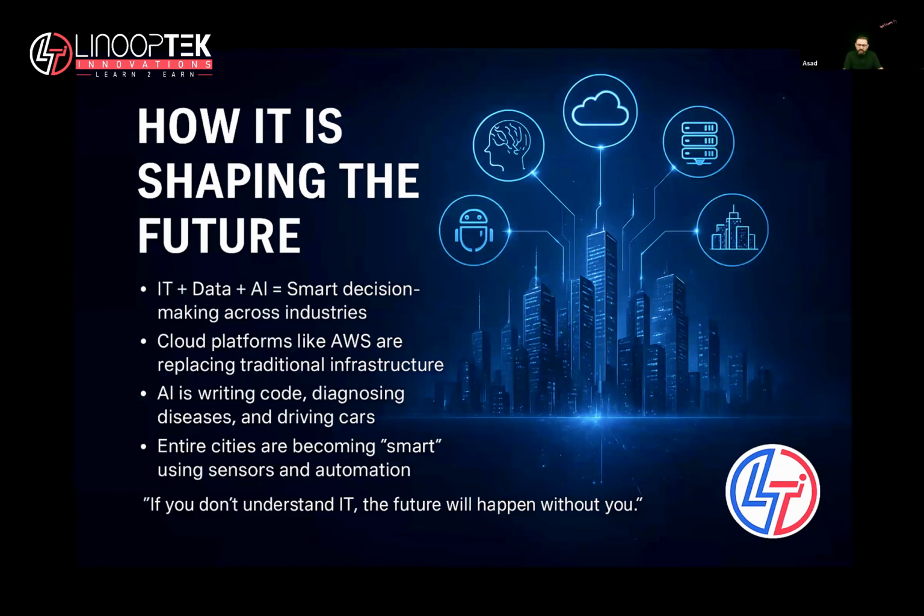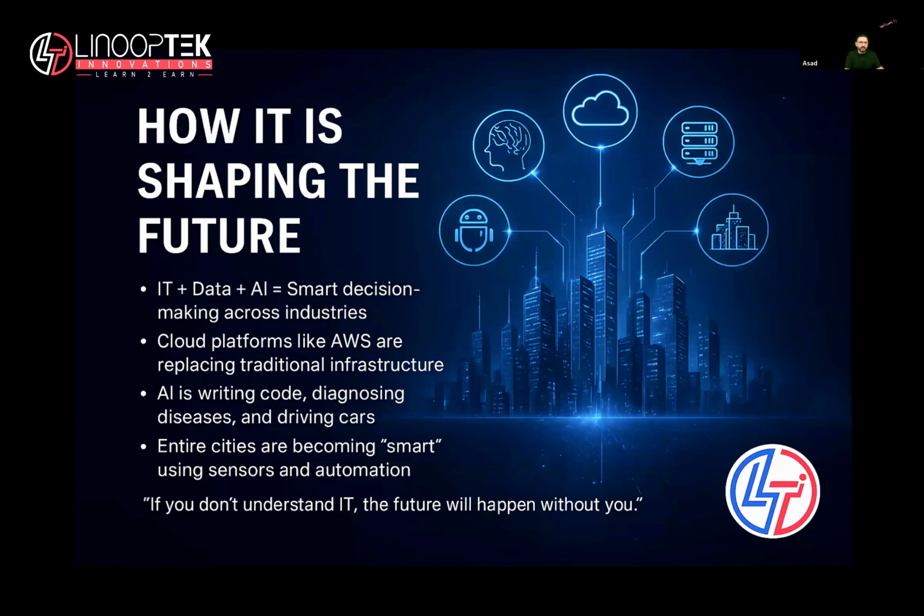How IT is shaping the future. Well, IT plus data plus AI is helping you make smart decisions across any industry. And you see the presence of cloud platforms like Amazon Web Services and Google. They are replacing the traditional infrastructure. In traditional infrastructure, we used to have physical desktops, laptops, wires, data centers. Now cloud computing is changing that.